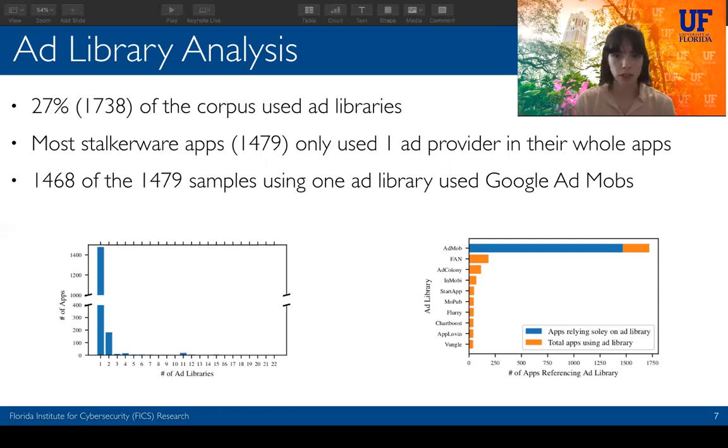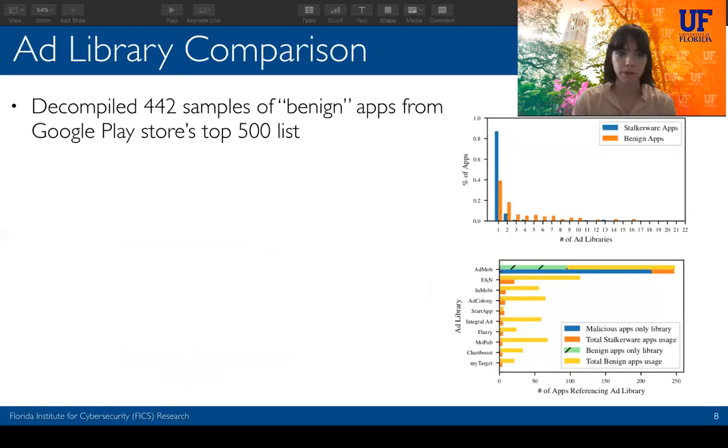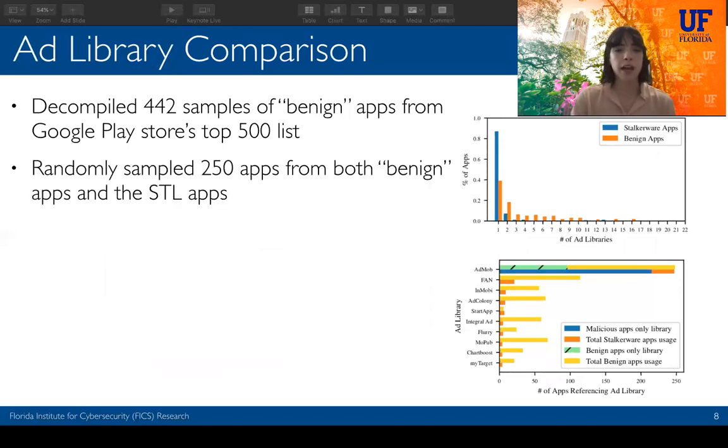Do they mainly use a single ad library, and do they mainly rely on Google AdMob? To do this, we decompiled 442 samples of benign apps from the Google Play Store's top 500 app list. We then randomly sampled 250 apps from both our benign group and our malicious group of Stalkerware apps.